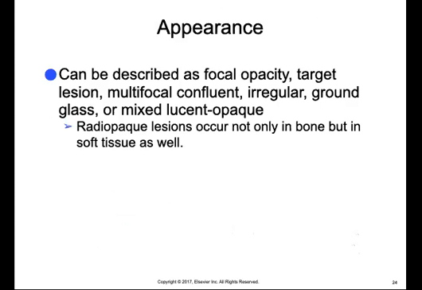So, terms that we can use to describe a radiopaque lesion. A radiopaque lesion must be described in the patient record using appropriate terminology for appearance, location, and size. Appearance can be described as a focal opacity, a target lesion, multifocal confluent, irregular, ground glass, or mixed lucent opaque. And radiopaque lesions occur not only in the bone, but in the soft tissue as well.